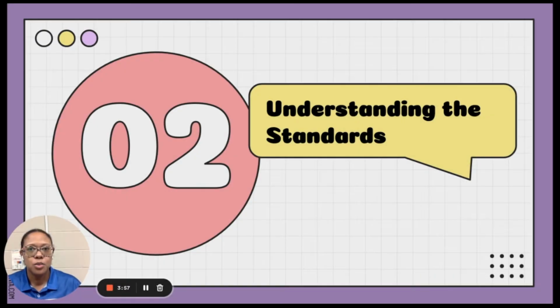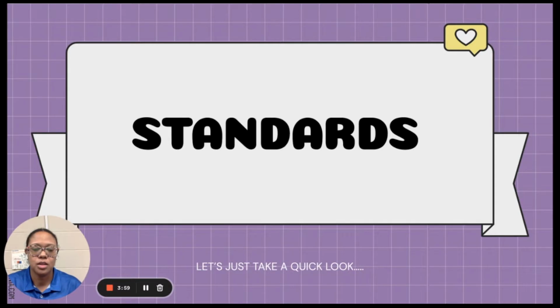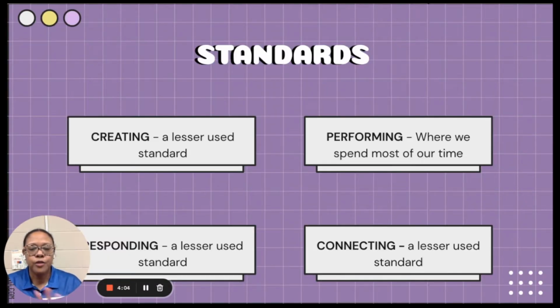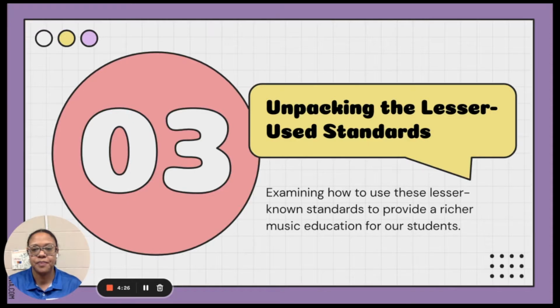So, moving on to understanding the standards. Let's just take a quick look. Our four big rocks for our standards: creating, which is a lesser used standard; performing, which is where we spend most of our time, rightfully so; responding, another lesser used standard; and connecting, also a lesser used standard. So let's get into it. We're going to go ahead and unpack.